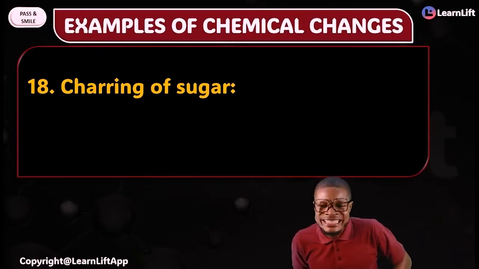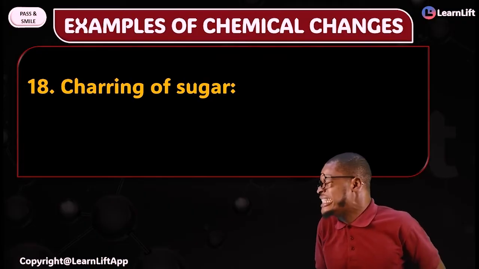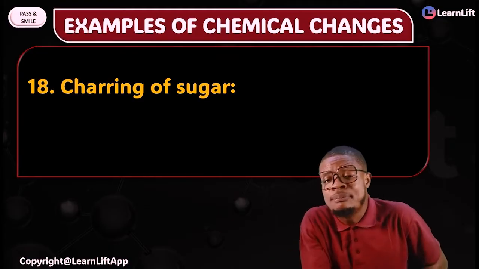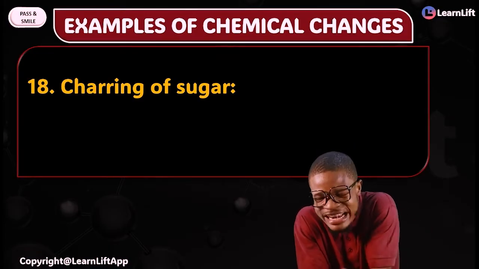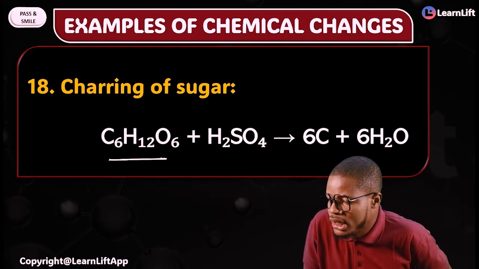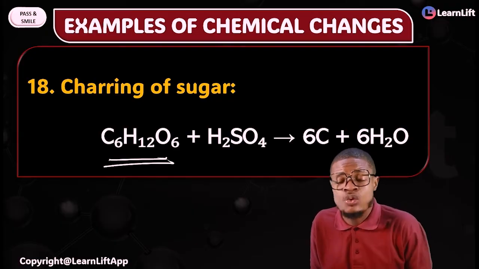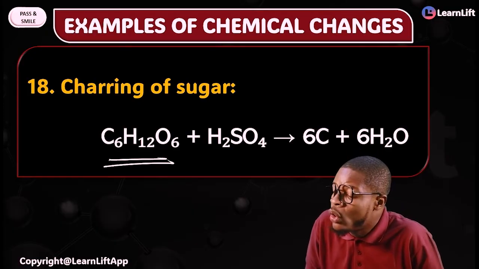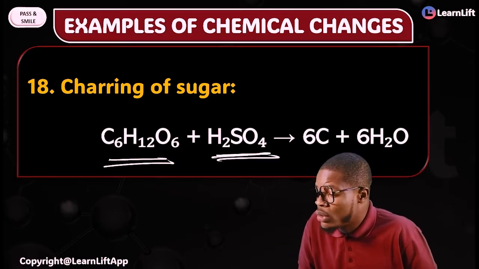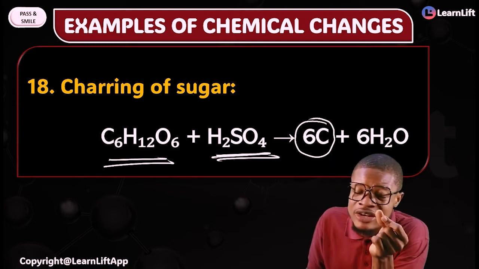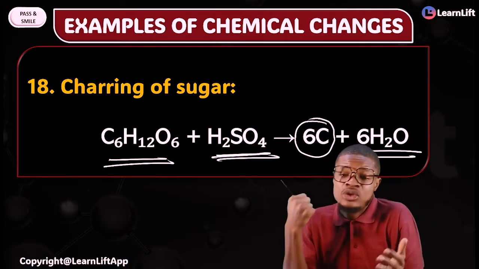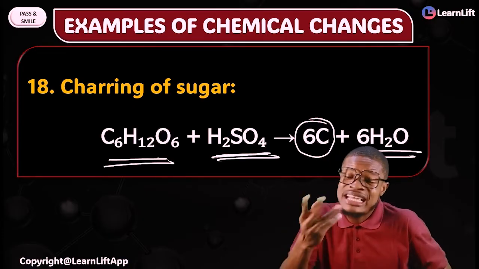And then number 18 is called charring of sugar. How do you char sugar? To char sugar means to burn sugar. And how is the burning carried out? By dehydration. You are removing water from sugar. This is your sugar, C6H12O6. If you add concentrated H2SO4, it will dehydrate that sugar, and then you are going to have a black residue in the form of carbon, and your water is removed. So dehydration of sugar is also charring of sugar. Of course, it is a chemical change.